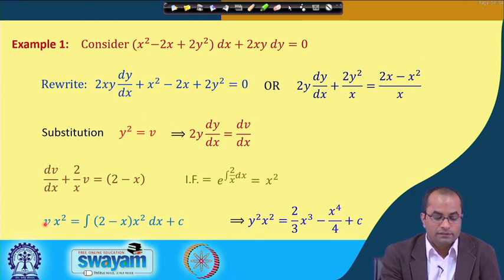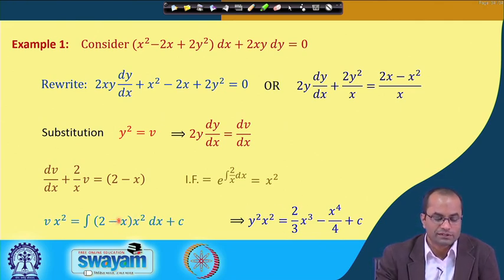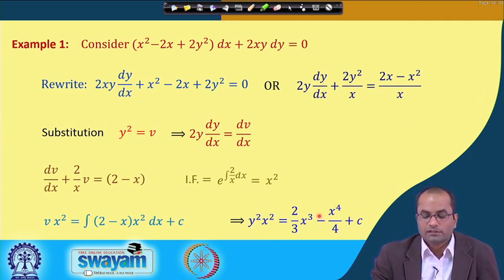So, we get this v as y square, we substitute again. So, y square x square is equal to this 2 and this x square dx. So, 2 into x square dx means that when we integrate x cube by 3, this factor will come, and this minus this x cube which will become here x 4 divided by 4 and plus a constant of integration. So, this is the solution of this given differential equation written in x y as an implicit form.